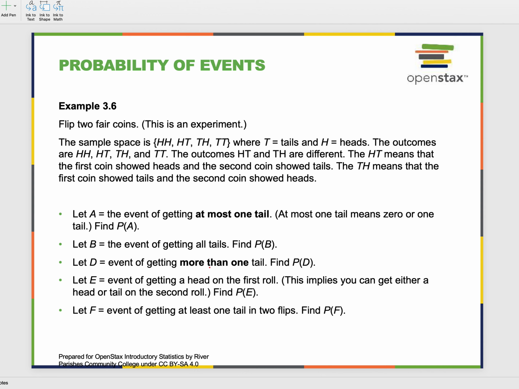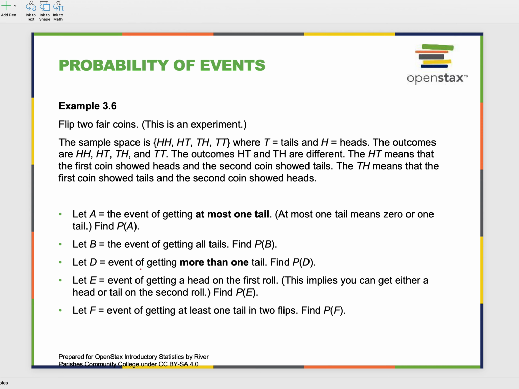D, the event of getting more than one tail. Well, the only probability of getting more than one tail is... more than one means not equal to one. It has to be more than one. Is the same. D and B are exactly the same, are they not?